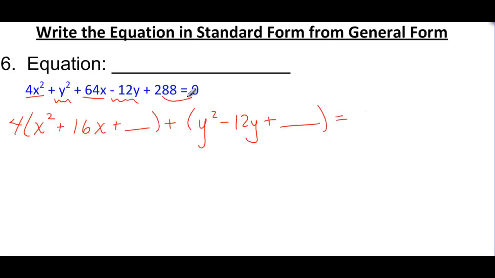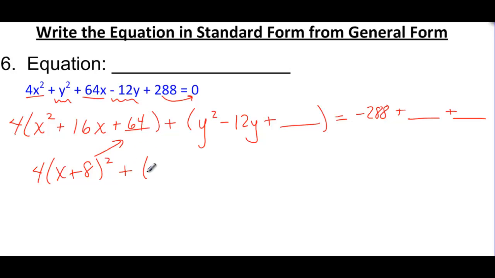equals, and again, move this to the other side, change the sign. A lot of students just write 288 over here. Plus blank, plus blank. So I have 4, x plus 8, because half of 16 is 8, but if I square the quantity, I get 64, plus, I don't have to worry about a number in front, y, half of 12 is 6, negative 6. Quantity squared, again, if I square negative 6, I get 36.